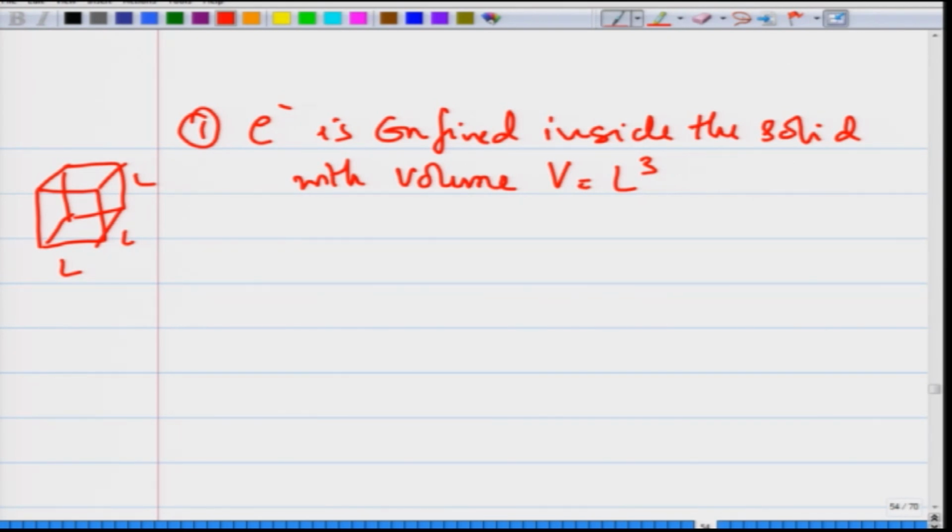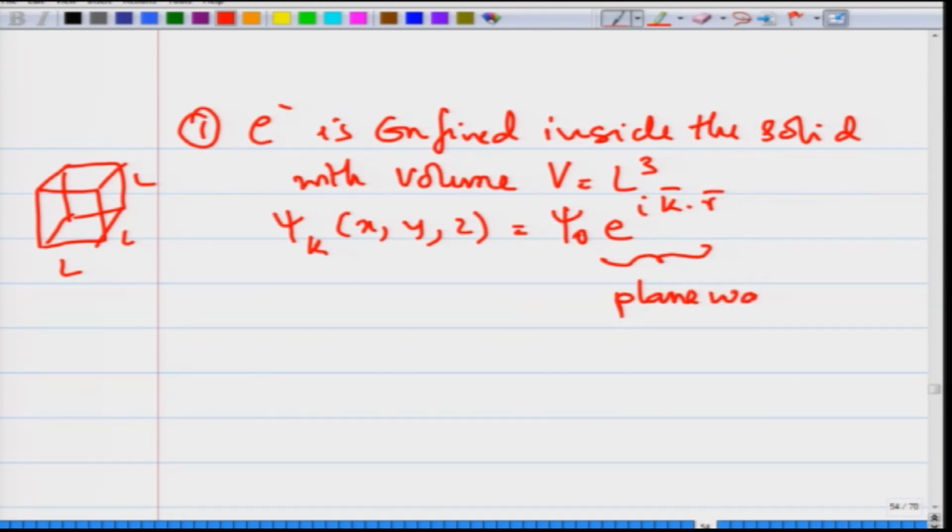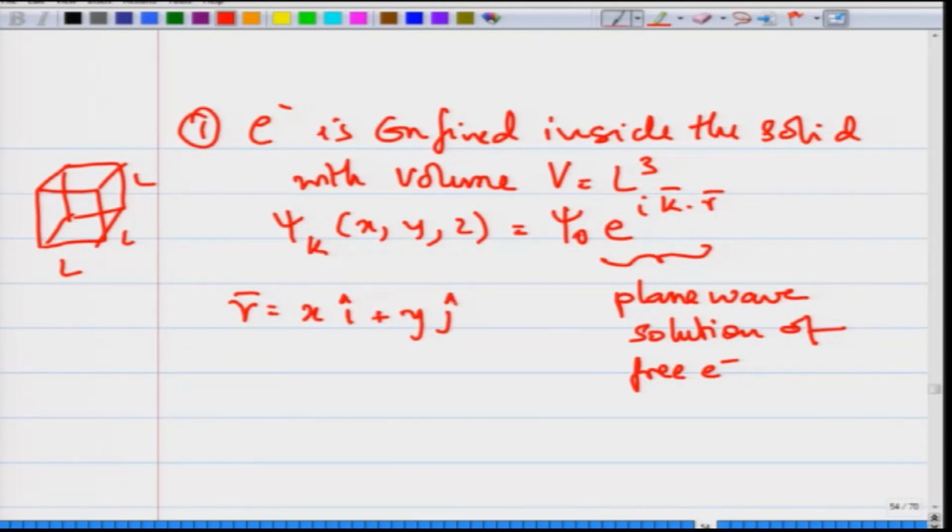So, in that sense the electron is stuck within the cube, but at the same time the electron is free inside the solid. It does not experience any interactions with other ions inside the solid. So, the first thing is that the wave function is confined within this cube, and the wave function that we will write for the solid is some psi naught e raised to i k bar dot r bar. This is the plane wave solution. The obvious solution for the Schrodinger's equation is this plane wave form, where k is the momentum of the particle and r is nothing else but the position vector x i cap plus y j cap plus z k cap.